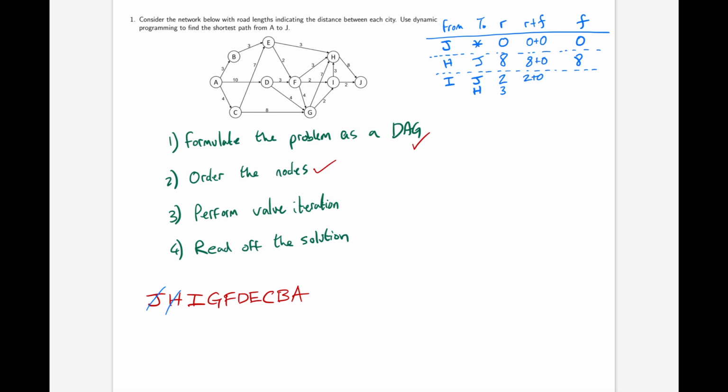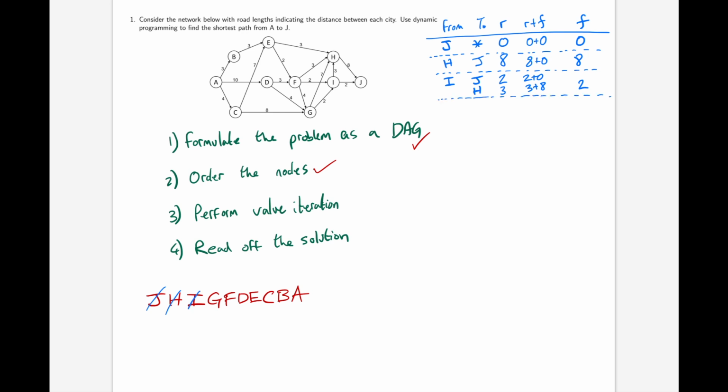If we went via H, we would reach a node with a value of 8. 3 plus 8. So 2 plus 0 is 2. 3 plus 8 is 11. We are looking for the shortest path from this node to J. That would be 2 plus 0. So the value of this node is 2.